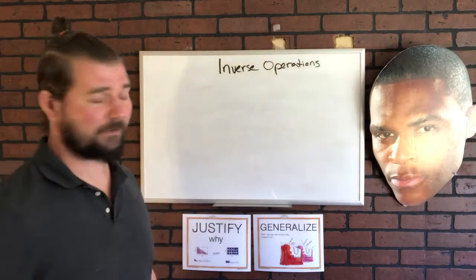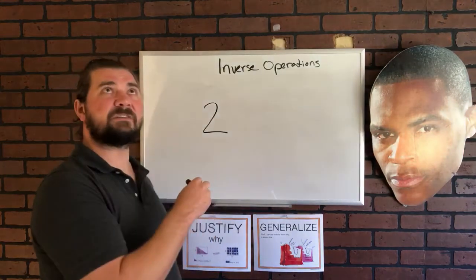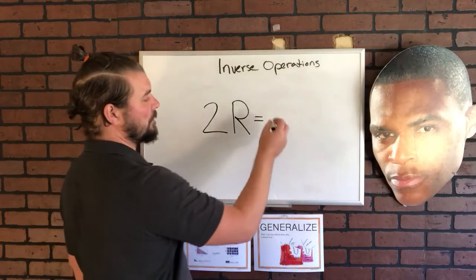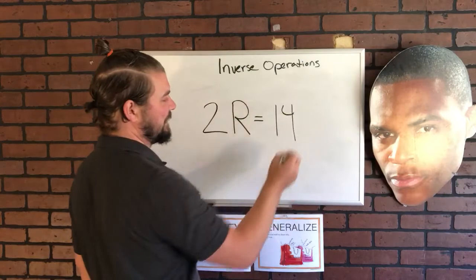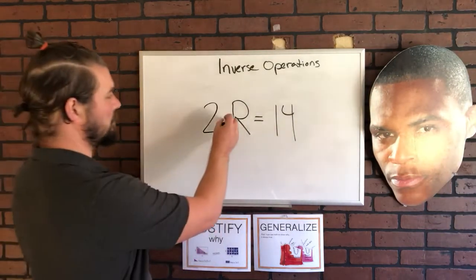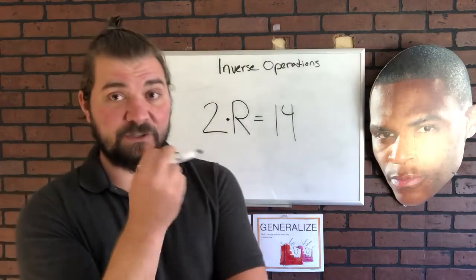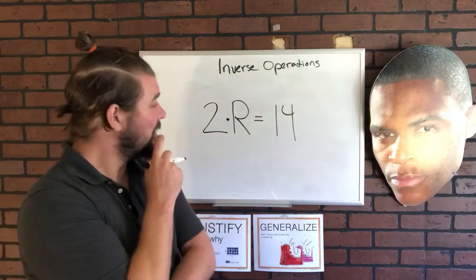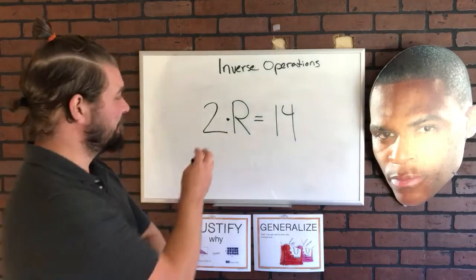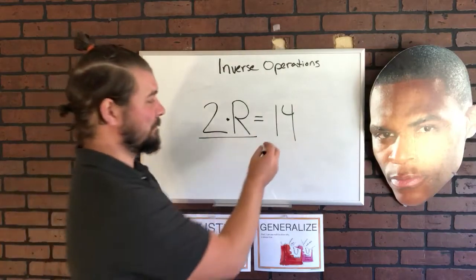Let's see if you can do this one on your own. 2, let's think of a letter, R, equals 14. So something times 2 is going to equal 14. Now, these are still ones that a lot of you guys can guess on, but I want you to think about how would I do this as an opposite. 2 times R equals 14. I want to divide both sides by something.